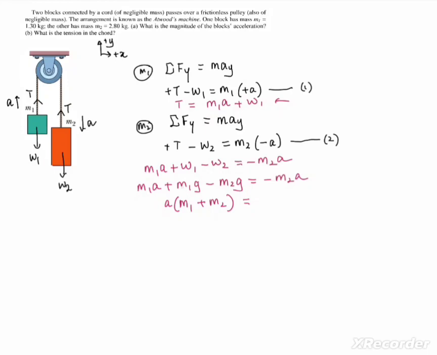So let's isolate A. We have m1 plus m2 from the right hand side, we bring it to the left hand side. And then let's take m1g minus m2g to the right hand side. So what we have is m2g minus m1g. If you solve this equation, we have A equals m2g minus m1g divided by m1 plus m2. If we plug in the values of m1 and m2 and g, which is 9.81 meters per second squared, what you will get is 3.6 meters per second squared.